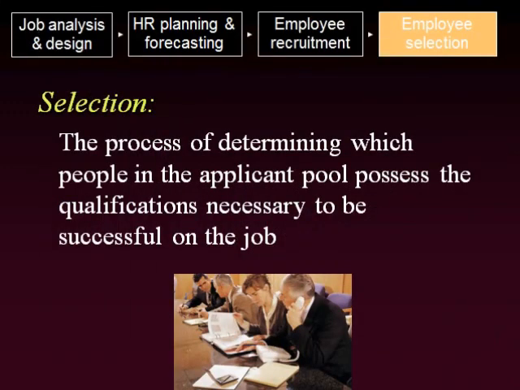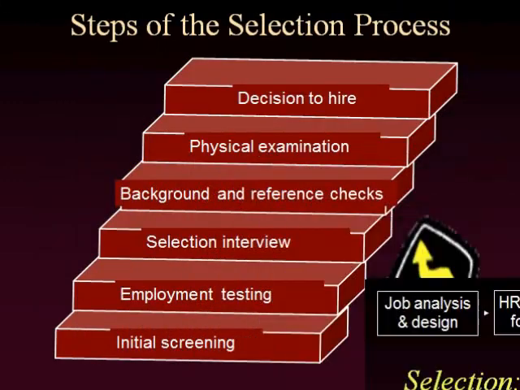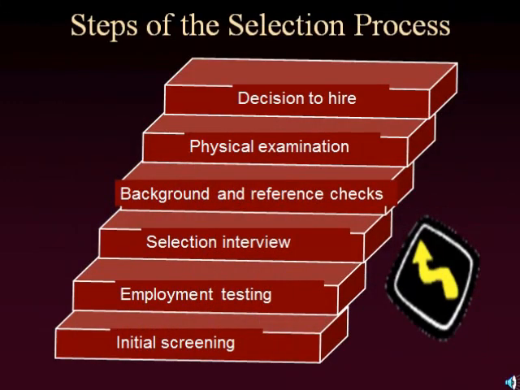Selection refers to the process of trying to figure out which people who have applied for the job have the qualifications needed to do the job well. The steps of the selection process include the initial screening. A lot of employers have an initial screening set up where the person, when they apply for the job, has to list 3 references, submit a resume, submit a cover letter, and if they omit one of these things, then they can be screened out of the initial process of hiring.